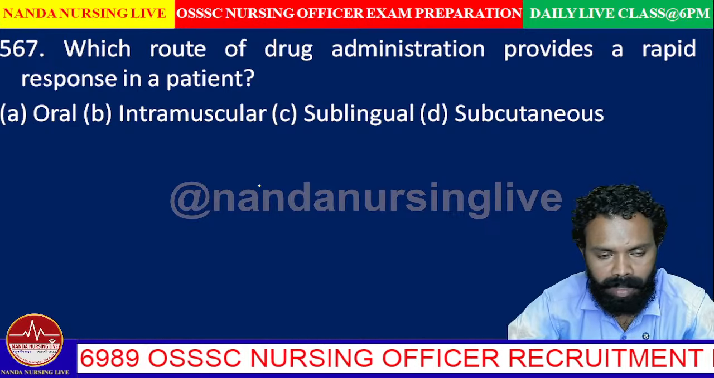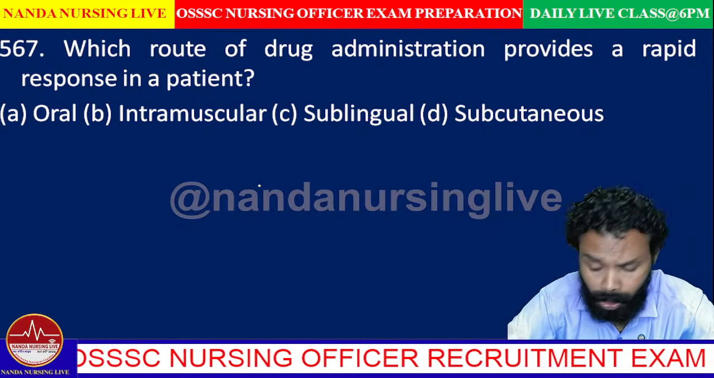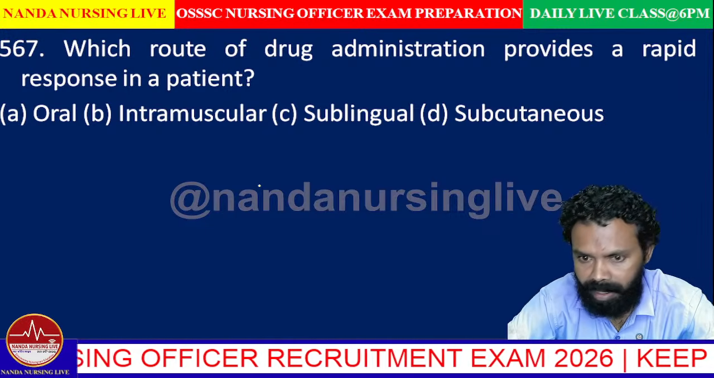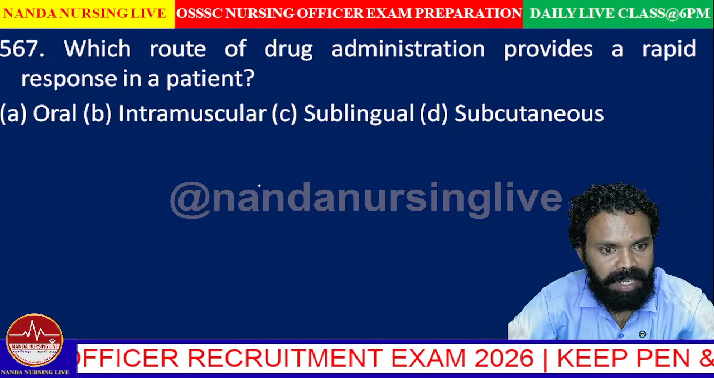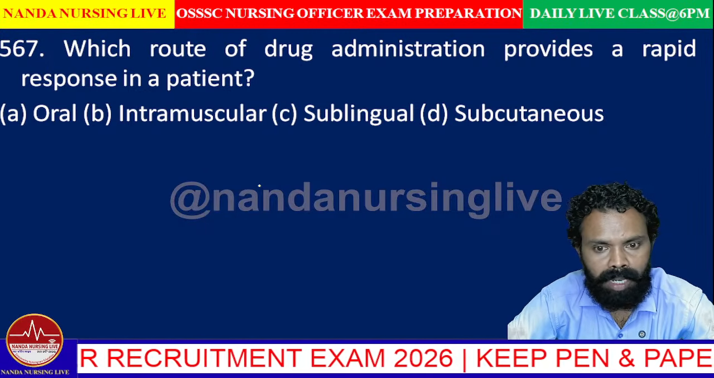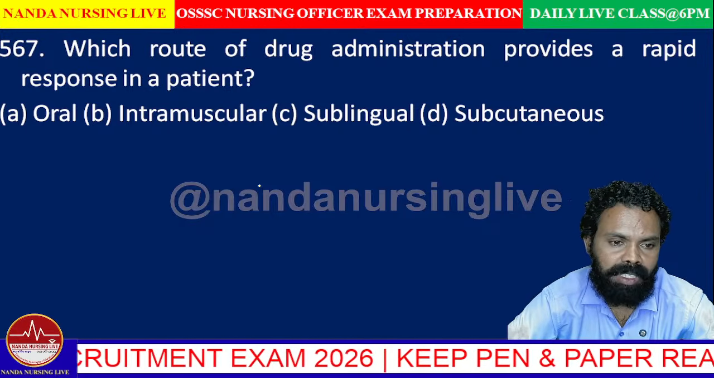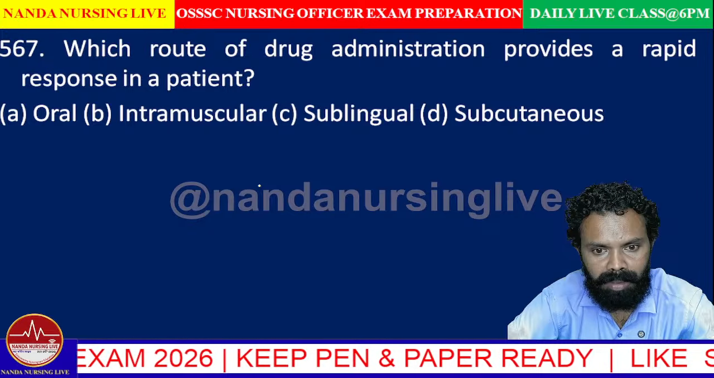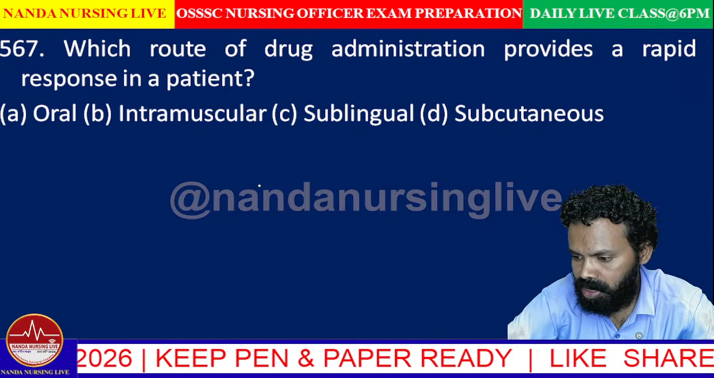Next question, question number 567. Which route of drug administration provides a rapid response in a patient? Option A, oral. Option B, intramuscular. Option C, sublingual. Option D, subcutaneous. So which option is the correct answer?